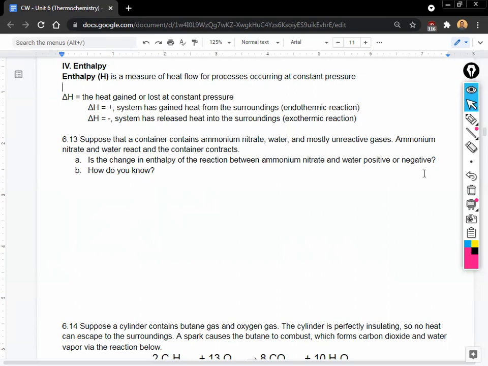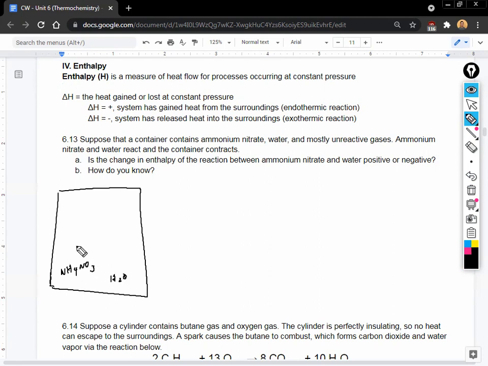So it says there's a container that contains ammonium nitrate, water, and mostly unreactive gases. Okay, so we got this container, and then we got ammonium nitrate, NH4NO3. We got some water in there. I'm pretty sure this is a solution. And then we have some gases flying around, but it says that they're unreactive. They don't really do anything. Okay, the ammonium and nitrate and the water react, and then the container contracts. So after they react, the container gets really small.